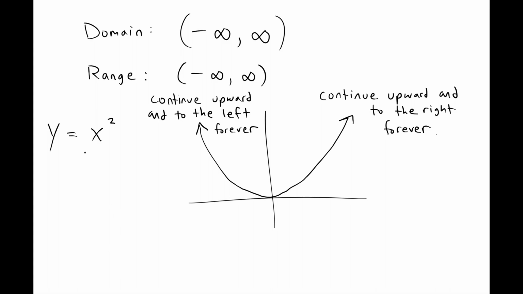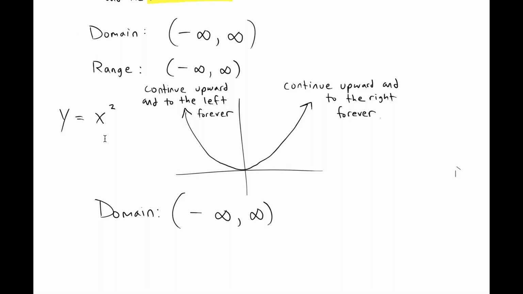So when it comes to his domain, we don't see any problems here. The domain could be any x. There's no division by zero. There's no square root of a negative. There's no log. So there's no restriction on the domain. So one thing about x squared is we're never going to get a negative out of that formula.